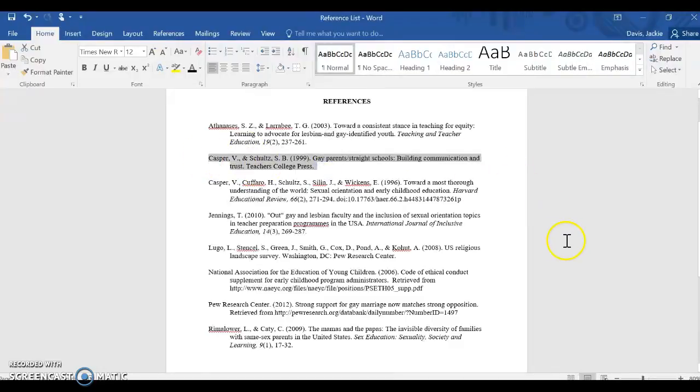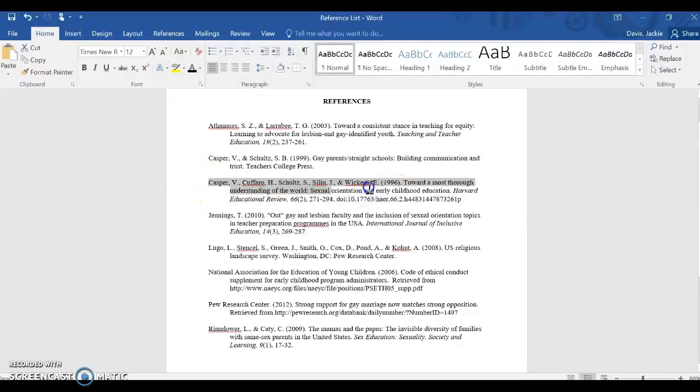In the second article, the authors are V. Casper and S.B. Schultz. Article was published in 1999. The name of the article is Gay Parents / Straight Schools, Building Communication and Trust. And the only other information that was provided in this article was that this article was published. I'm sorry. This is a book. This is the title of a book, and so the only other thing that I had available to me was the name of the publisher of the book, which was Teacher College Press.